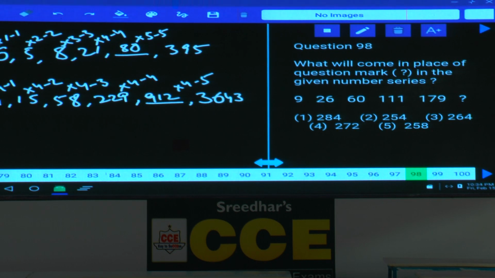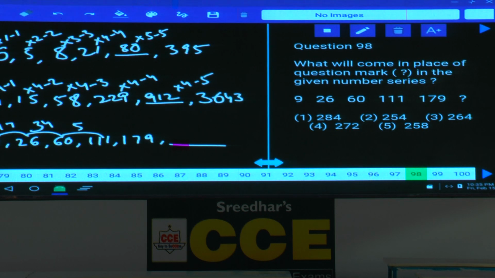Then coming to 98: 9, 26, 60, 111, 179, and the next one. Now, if you observe here, the numbers are increasing at a smaller rate, hence it must be under difference. Now, what is the difference between these two? 17. Next difference is so much? 34. Next one? 51. 17 into 1, 17 into 2, 17 into 3. Next one 17 into 4. Next one is 17 into 5, is so much?